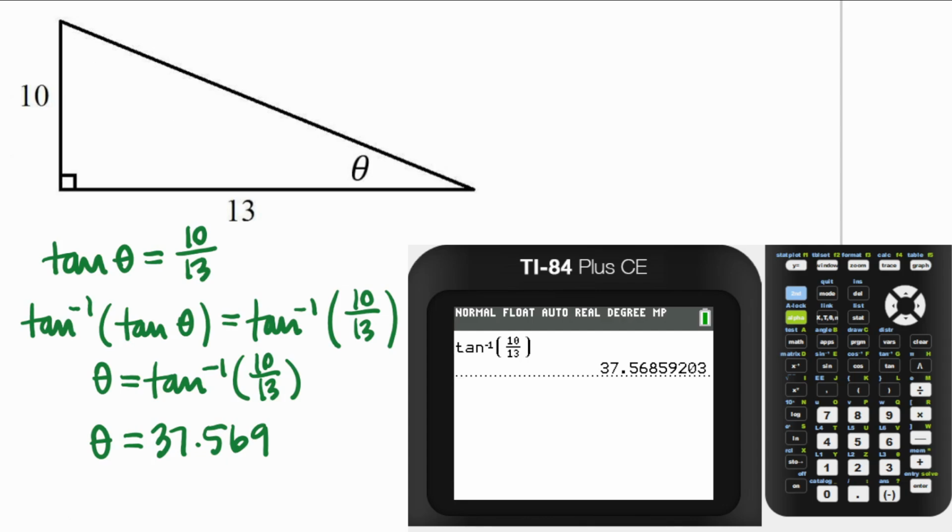All right, there you have it. I see that I've got opposite and adjacent, so that's going to be tangent. Tangent of theta is opposite divided by adjacent, 10 over 13. I take inverse tangent of both sides of that equation, and I see that theta is going to be inverse tangent of 10 over 13, and I run that through the calculator, and I get that theta equals 37.569 degrees. Put the little degree symbol there. That's not the most important in this class.